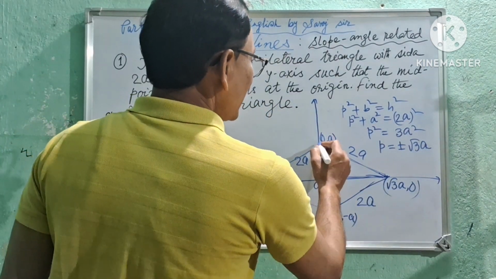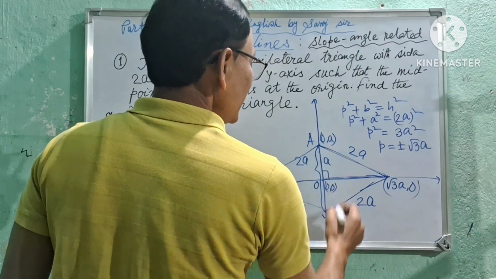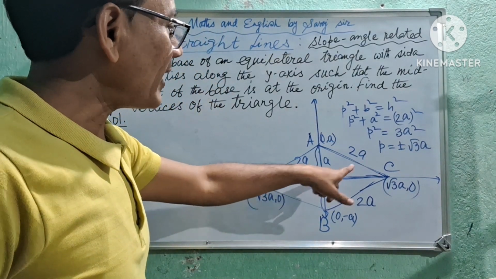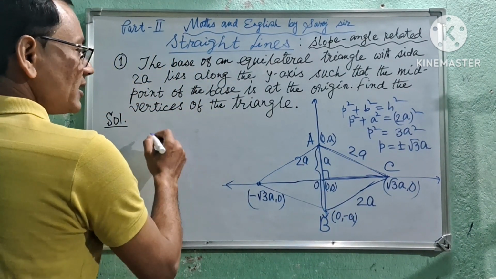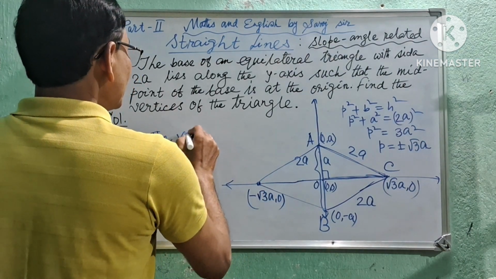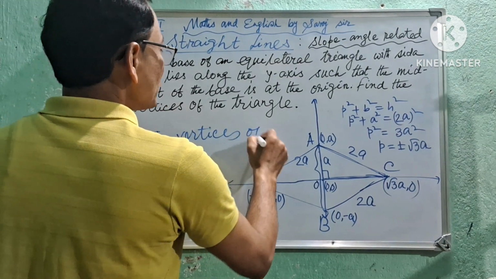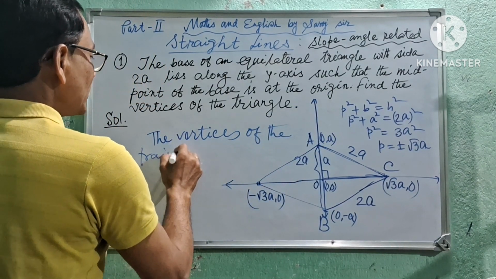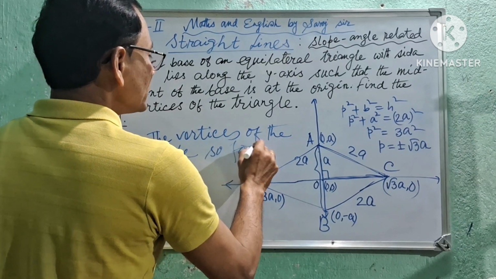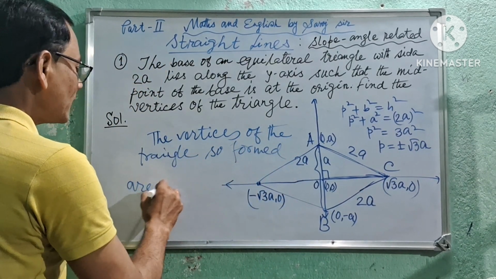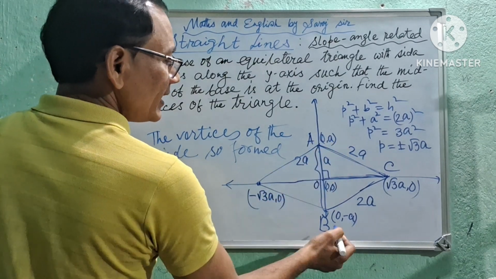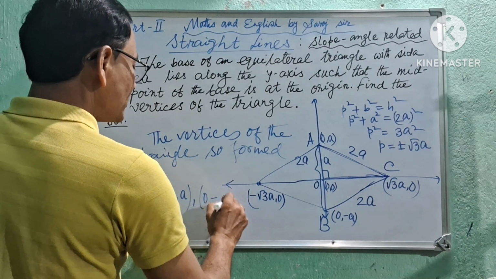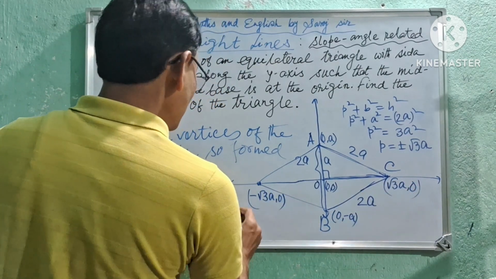Now we have to find the vertices. Treating this triangle as ABC, A, B and C, the vertices of the triangle so formed are 0 comma a, 0 comma minus a, and root 3a comma 0.